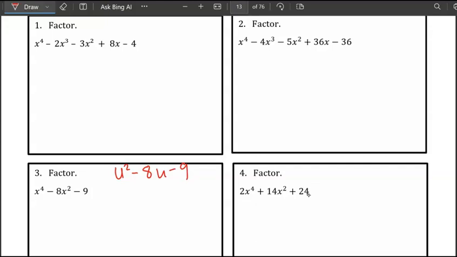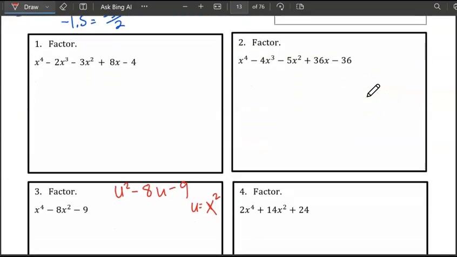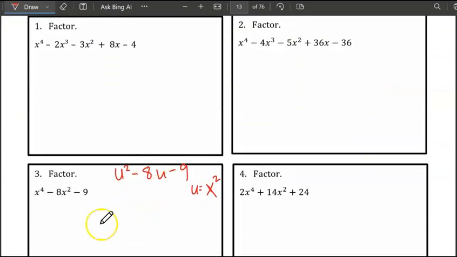Factor that first. And then wherever you see a u, once you've factored it, change it back to an x squared. If you see any difference of squares from there, you would factor it further. If not, you could just leave it that way once you plug in those x squares. Once you finish these, move on to the next skill.